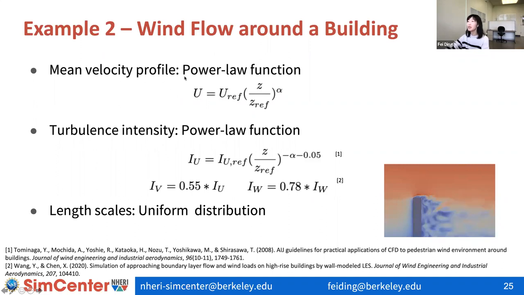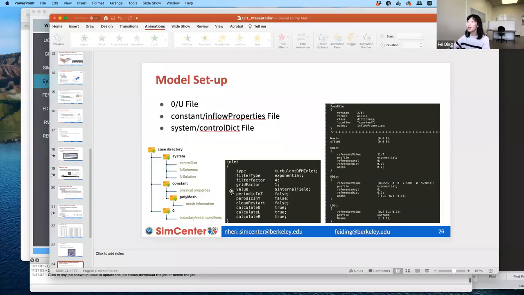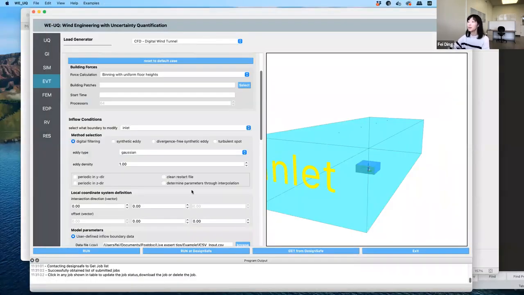So in this case, we use a power law function to characterize our inflow velocity, and also a power law function to characterize our turbulence intensities. The Reynolds stress tensor can be calculated based on the mean velocity profile and the turbulence intensity profiles. And for length scales, we assume a uniform distribution along the height. So there are two ways to specify your inflow profiles following the power law function.